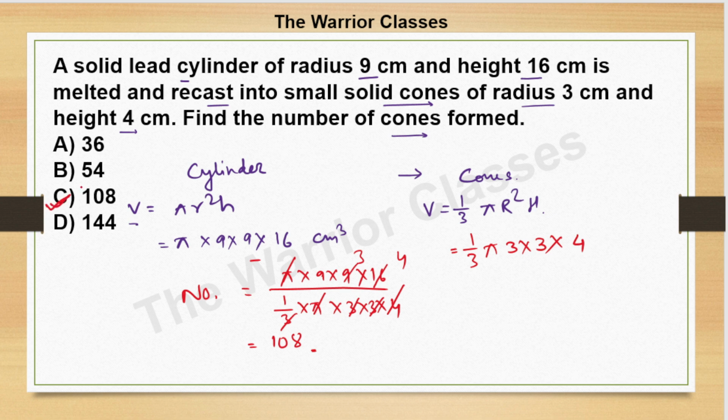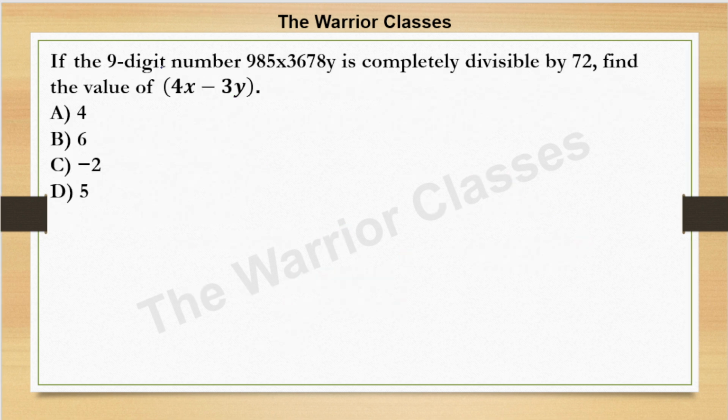Now the next question. The question here is, if the 9-digit number given is completely divisible by 72, then find the value of 4x minus 3y. Here it is x and here it is y. Now for divisibility by 72, the number has to be divisible by 8 and 9. Divisibility by 8 means the last 3 digits of the number should be divisible by 8, right?